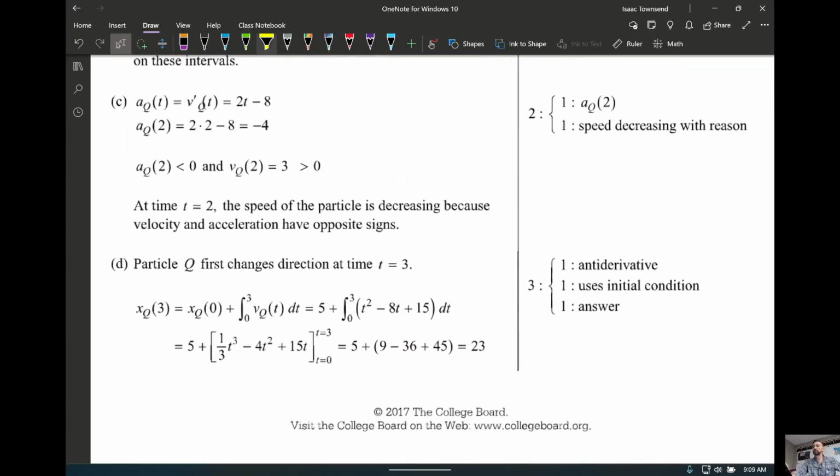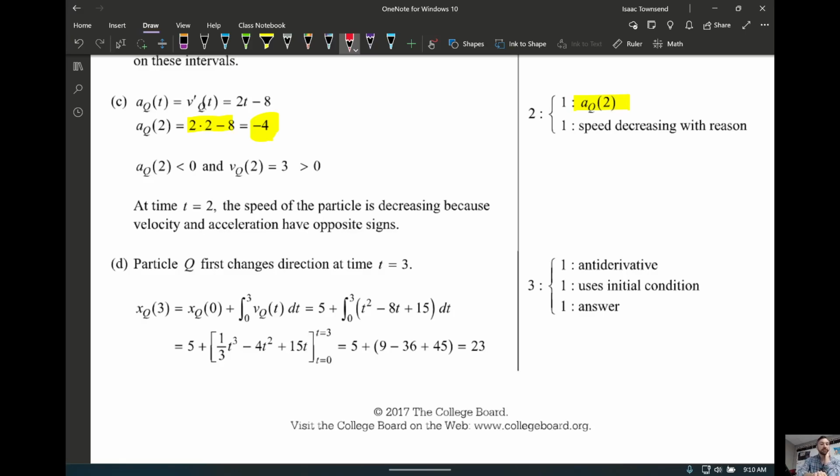Okay, moving along here, part C had 2 more points. They asked you for the acceleration of Q at time 2. If you got that correct, it was -4 or anything equivalent to -4. So you could have stopped back here: 2 times 2 minus 8 is also the same thing as -4. You get 1 point. You have to remember the derivative of velocity gives you acceleration.